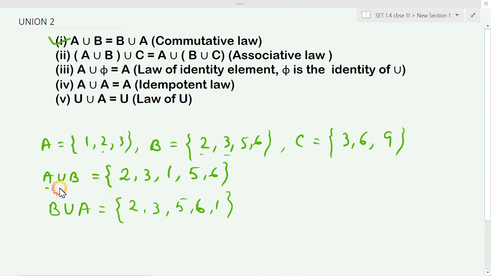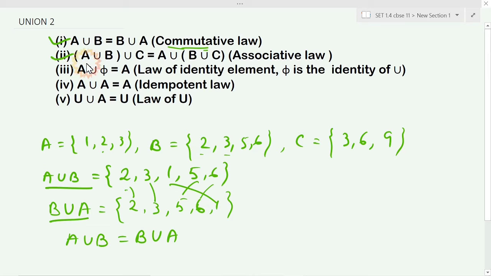As you see, for A union B and B union A there are the same elements: 2, 3, 1, 6 and 5. The elements are the same, so we can write that A union B equals B union A. These two are equal sets. This is the first property of union, and this is called the commutative law.